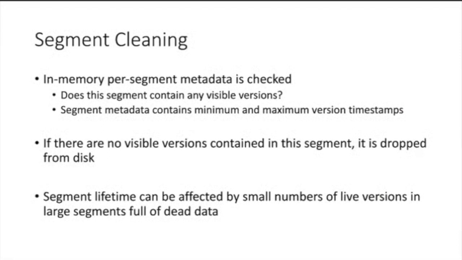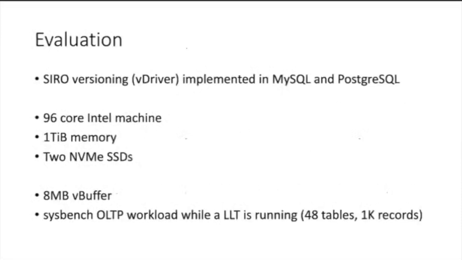And just briefly for the segment cleaning, we just check the in-memory segment metadata, and we say, does it contain any visible versions? If not, we can just drop it. But the point here is that because we only hold the minimum and maximum timestamp of any item in the whole segment, even if there's like one item that's still visible in the entire segment, we can't drop it. So if there's a lot of small items that are still alive, it can hurt the space.